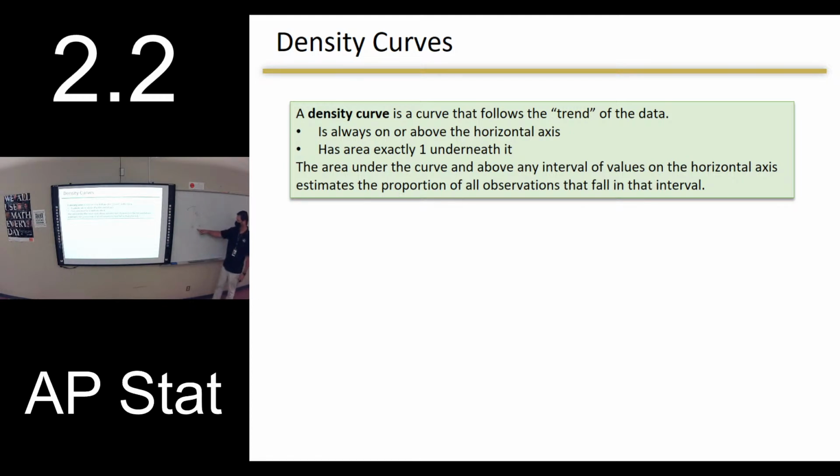So the area that falls between those two values above that line is the proportion that will fall between that, which I hope makes more sense than that statement does right there. If this is 1 and this is 8, that's 100%. So if it just goes between 2 and 4, that's whatever proportion that is. The area under the curve above an interval on the horizontal axis estimates the proportion of observations that fall in that interval.